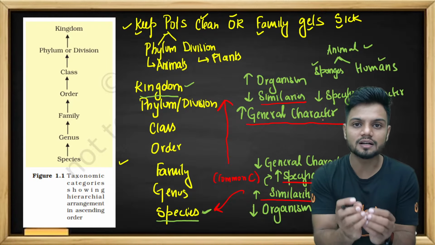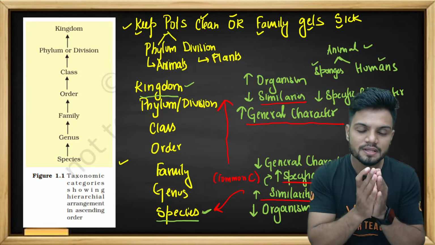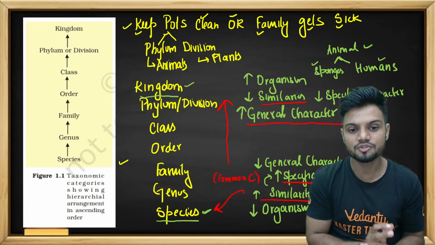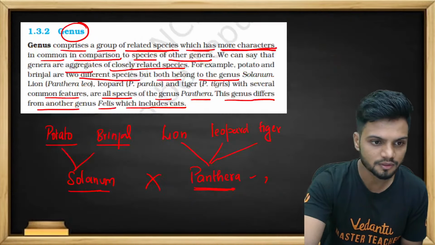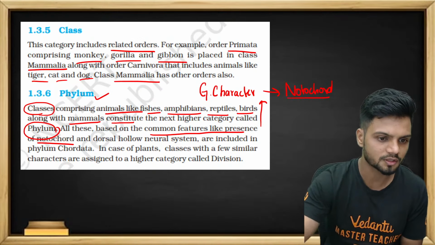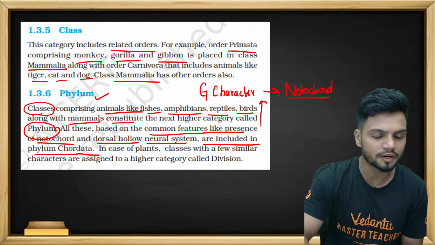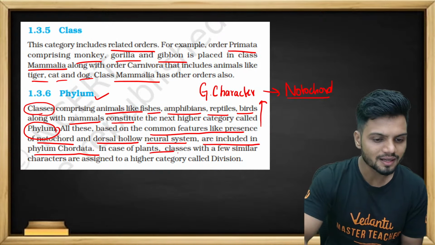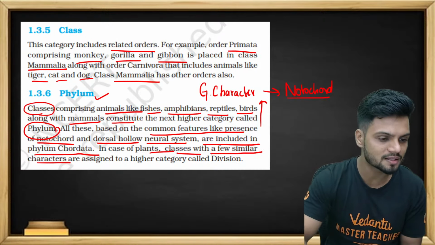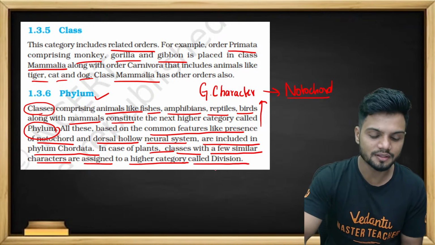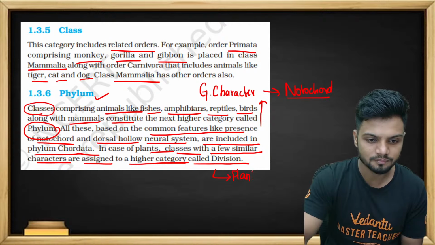So when we are at the phylum level, the presence of notochord is in all the animals. So general characters are more here. And the dorsal hollow neural system is also included in the phylum Chordata. In the case of plants, classes with few similar characters are assigned to the higher category called division. So in the case of plants, it's called division.